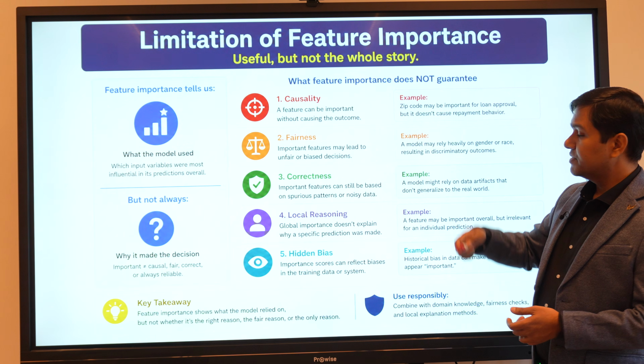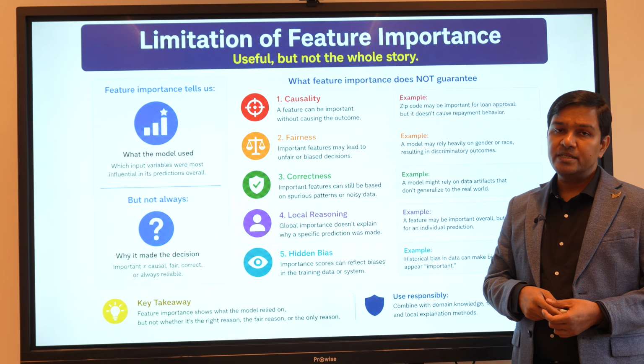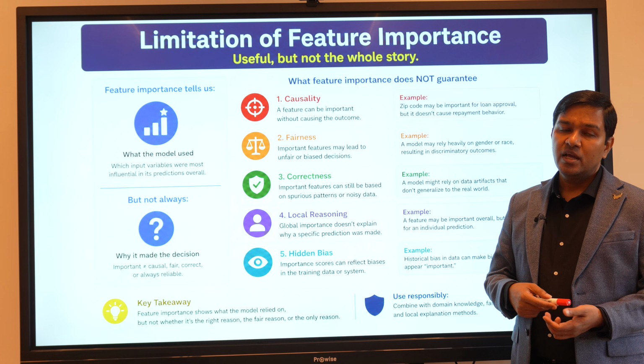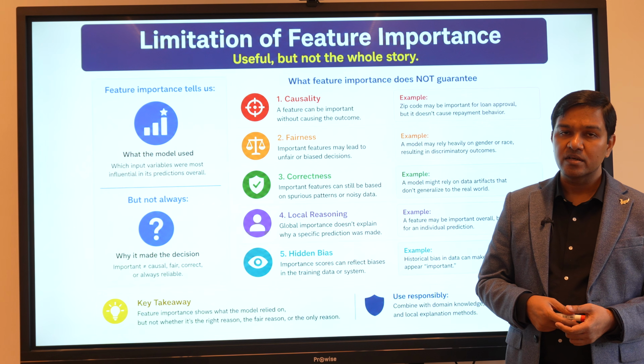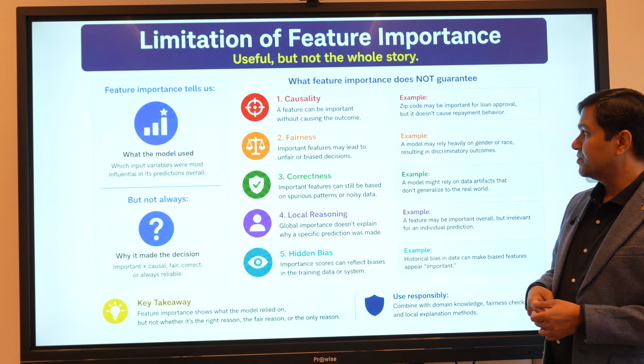For example, if there is a zip code, the zip code may be important for loan approval, but a particular zip code may not be an indicator that a person from that zip code is good at repaying the loan.